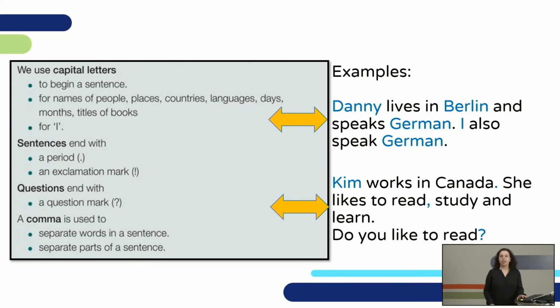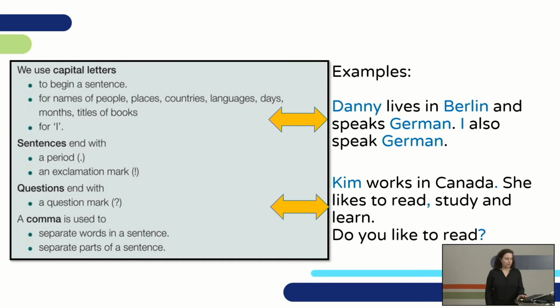And you put a period at the end of these two sentences. Danny lives in Berlin and speaks German, period. I also speak German, period. If you don't put a period, two sentences together, you cannot even breathe. It doesn't give you time to breathe. You must separate them. Now, the second example, Kim works in Canada.